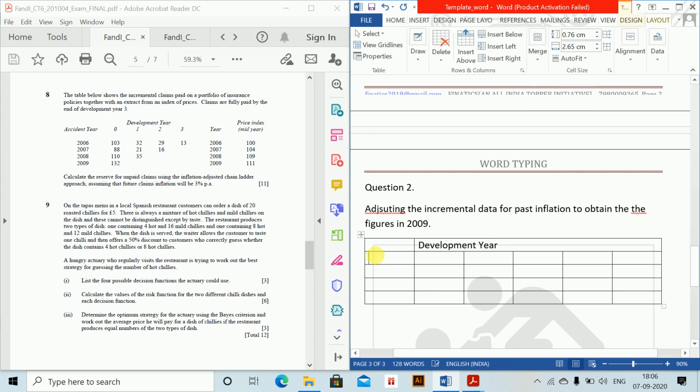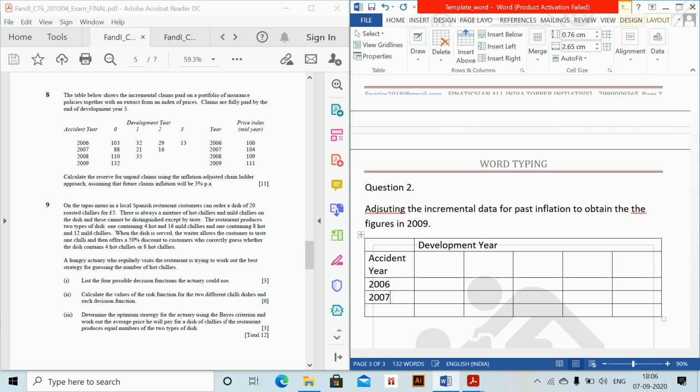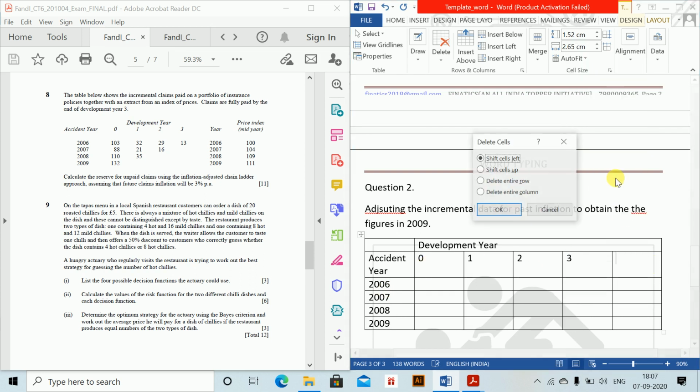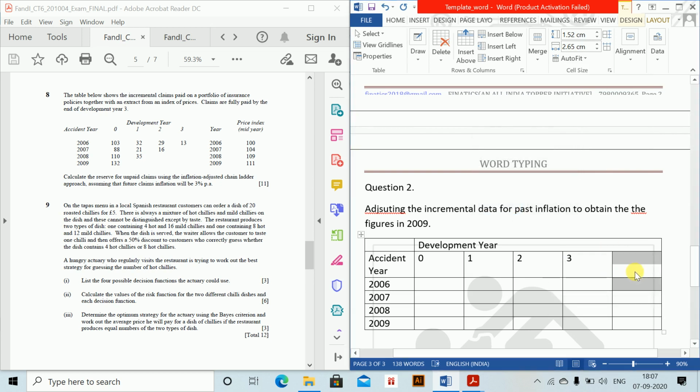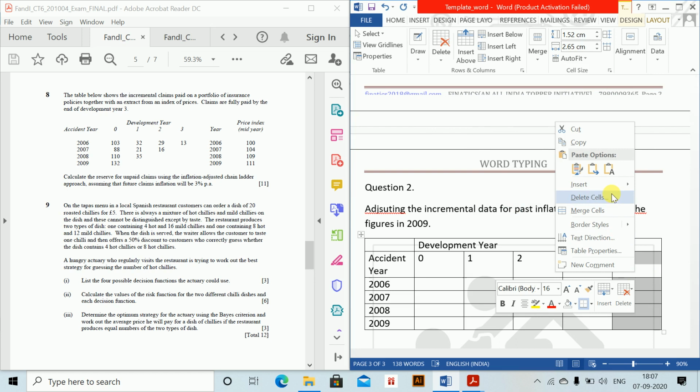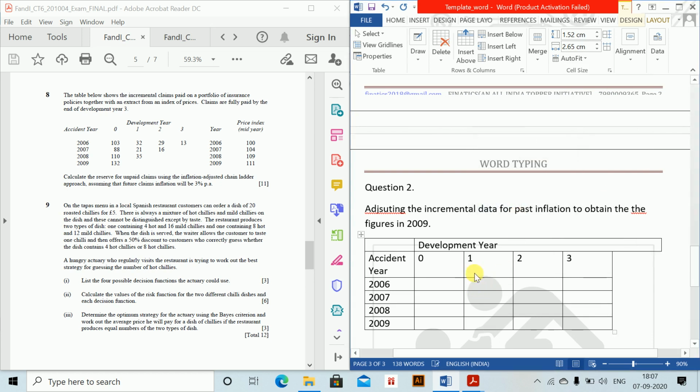Then this is accident year. Okay, so accident year 2006, 2007, 2008, 2009, and the development year is 0, 1, 2 and 3. We need to delete cells, so just delete this column. Just select this column, delete cells, shift cells left, so this is deleted, you don't need this. It's okay if there is a merged cell, I'm not doing that. You can leave that like that also, there is no issue.